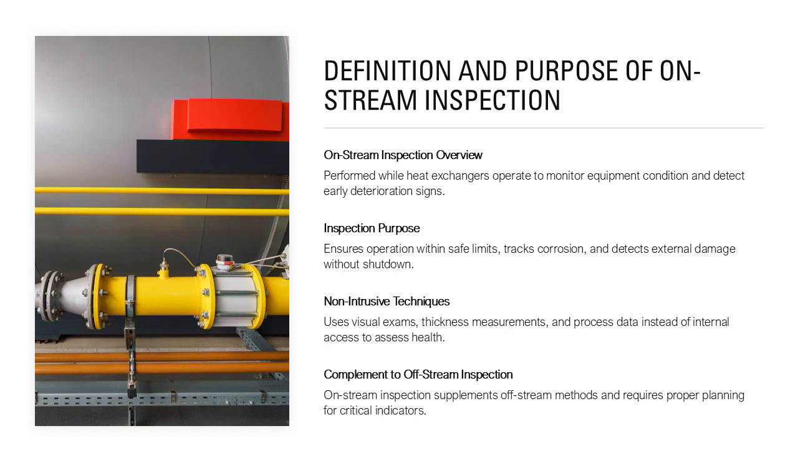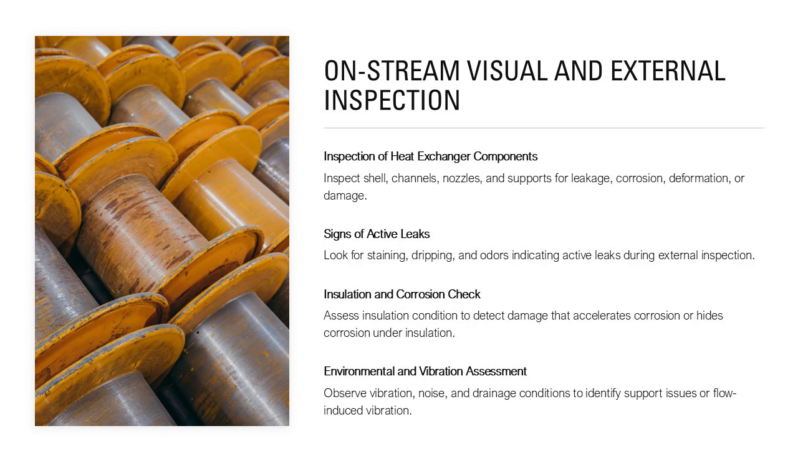However, inspectors must understand that on-stream inspection complements rather than replaces off-stream inspection. Proper planning ensures that on-stream activities focus on the most critical and accessible indicators of exchanger health. External visual inspection is a fundamental on-stream activity for shell and tube heat exchangers.